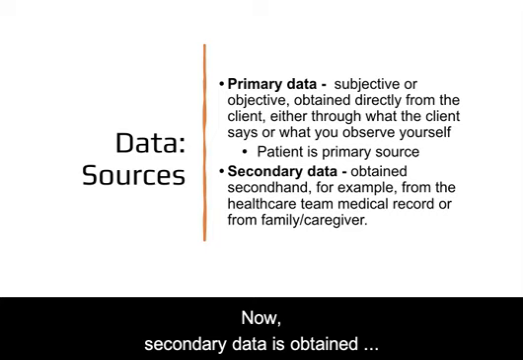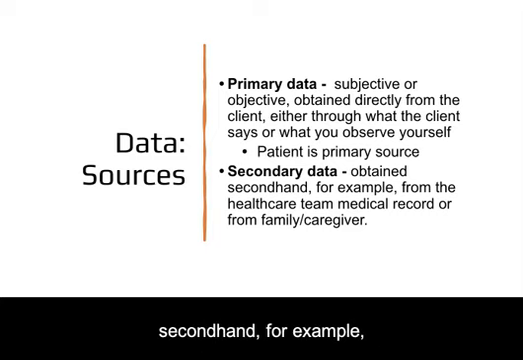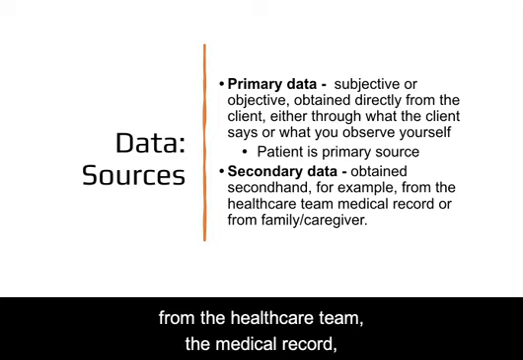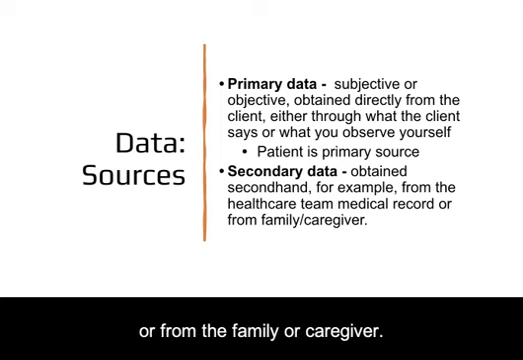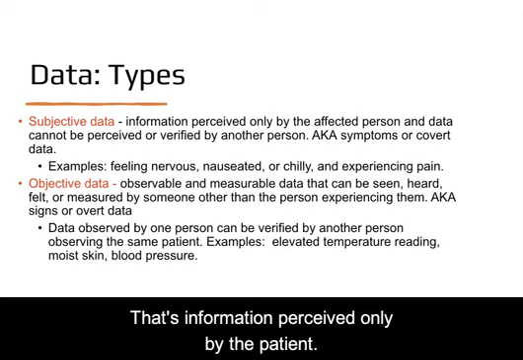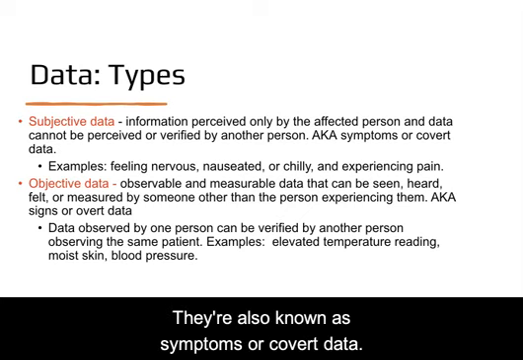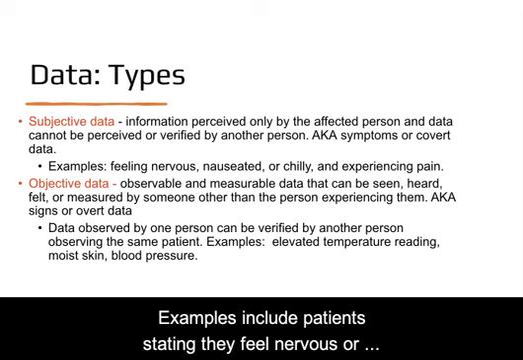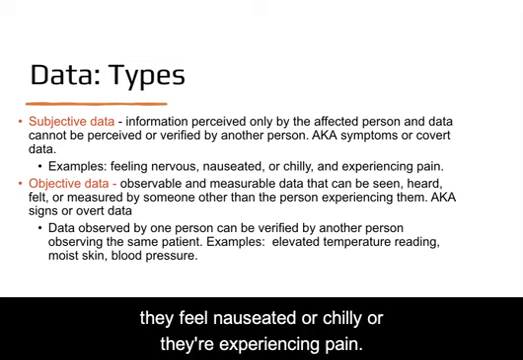Now, secondary data is obtained secondhand, for example, from the healthcare team, the medical record, or from the family or caregiver. The 2 different types of data. We have subjective data, that's information perceived only by the patient. They're also known as symptoms or covert data. Examples include the patient stating they feel nervous, or they feel nauseated or chilly, or they're experiencing pain.